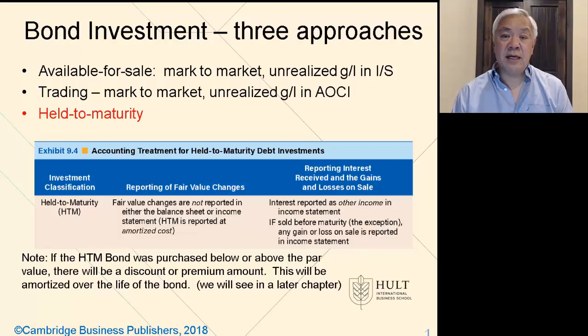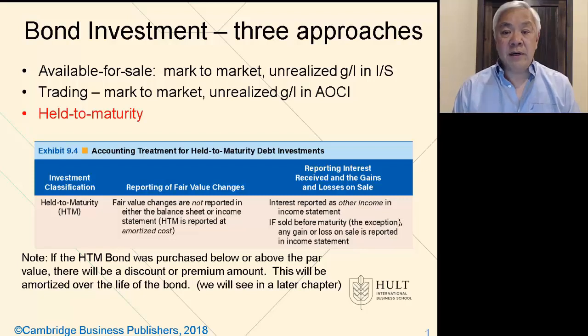The held to maturity is a different treatment, and these are where we make no adjustments for mark-to-market, and we keep it at historical cost only adjusted by any discount or premium that existed at the time we bought the bond. And we'll cover the notion of a premium or discount when we get to the bond chapter in this book.